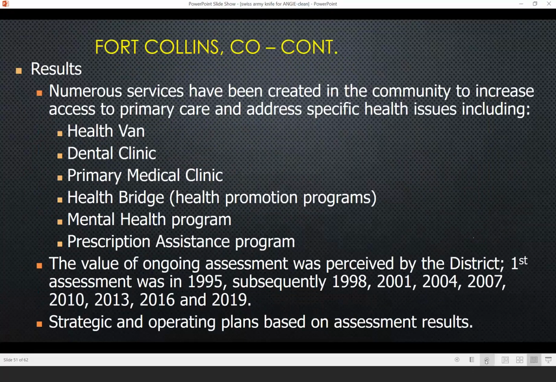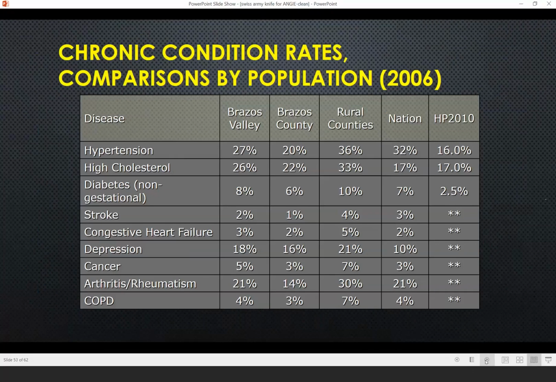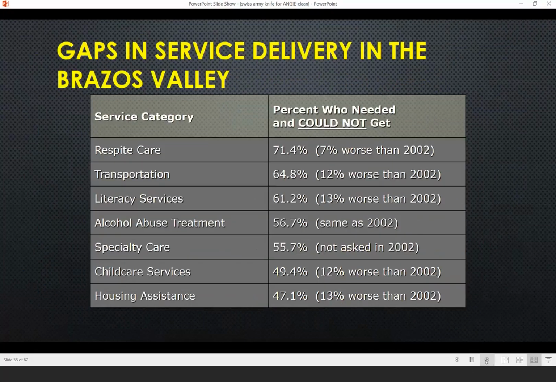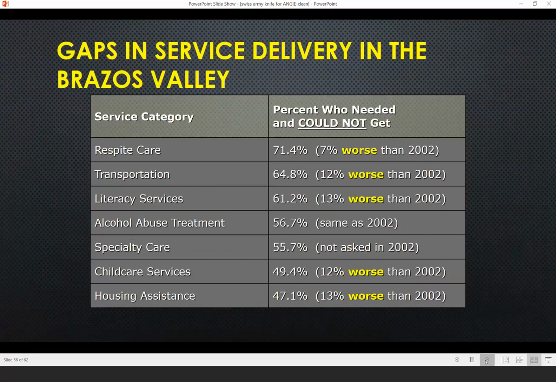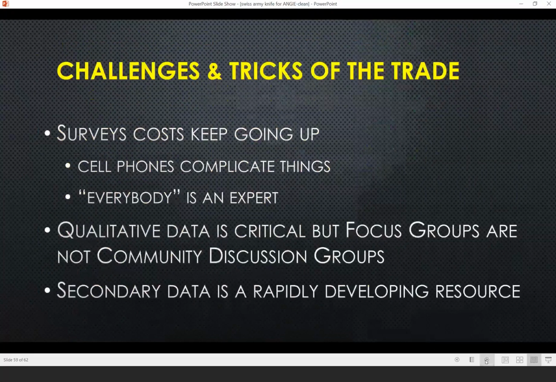So we're going to skip on then to the questions and answers and make sure we've got plenty of time, because there may be some questions about the presentation since it was kind of fast and kind of disjointed, and I apologize for that. But let me just run through the challenges and tricks of the trade.